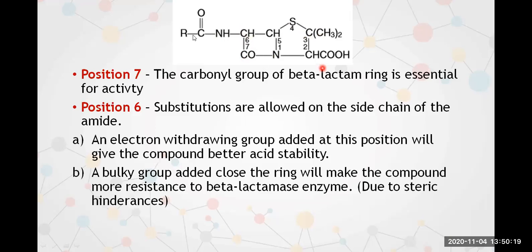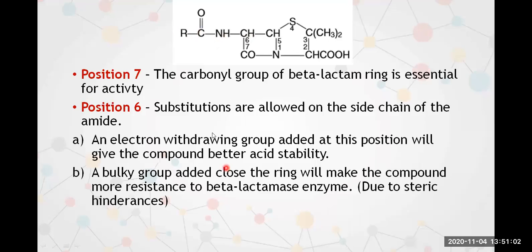So what changes can you make at position number 6? Here also you should attach any substitution through an amide linkage. You cannot attach any substitution directly to position number 6, or through any other linkage like ether linkage or ester linkage. That will not be tolerated. You have to attach through the amide linkage only. So there is only one way to attach different groups, at the carbonyl group.